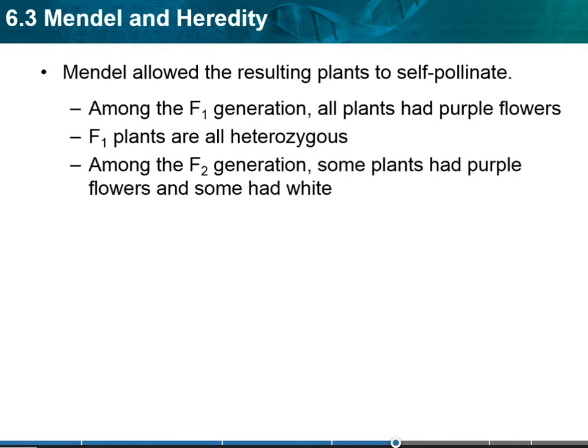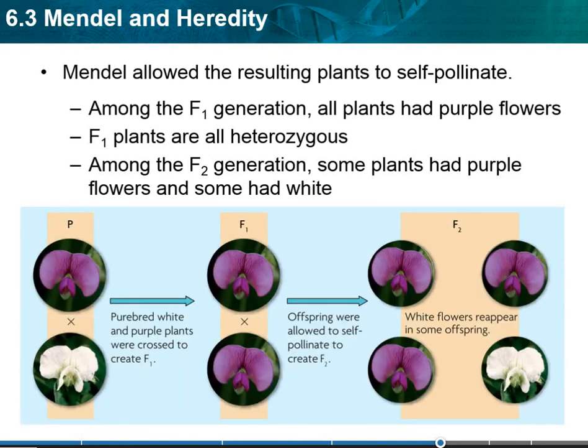Among the F2 generation, he took 2 plants from the F1 generation and had them self-pollinate or cross with another one from that same generation. And of all the F2 plants, some of the plants had purple flowers, some of them had white flowers. So the trait that he saw that had disappeared reappeared in the F2 generation. And that's what we see down at the bottom of the screen there.